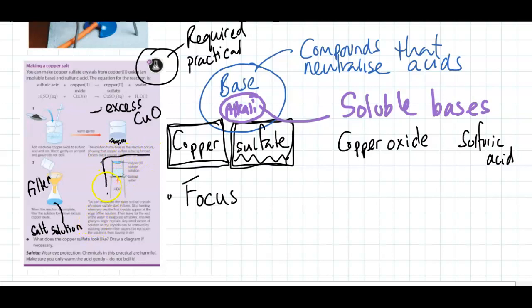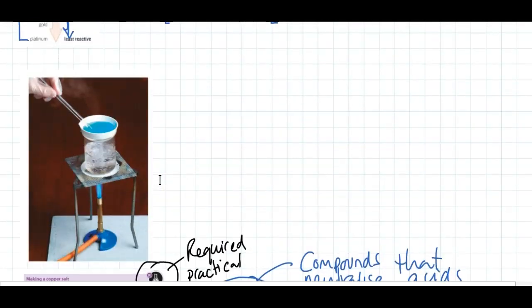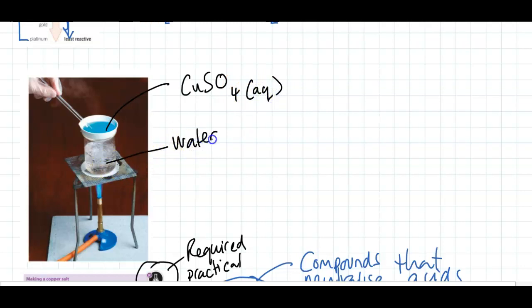Okay, notice that we did this, remember? We evaporated, our apparatus looked like this. We're evaporating the salt solution safely and gently over a water bath. The water is going to be evaporating, and we're going to be left behind with crystals of copper sulfate.